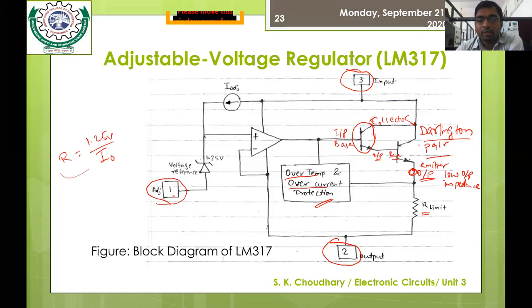It is a positive voltage regulator, and it is very clear from the block diagram that we have provided the input to the non-inverting terminal.